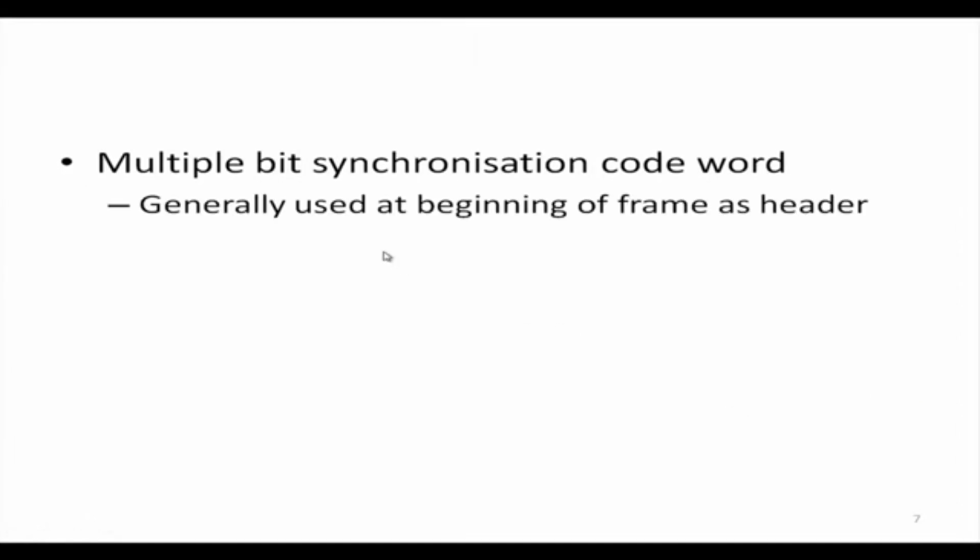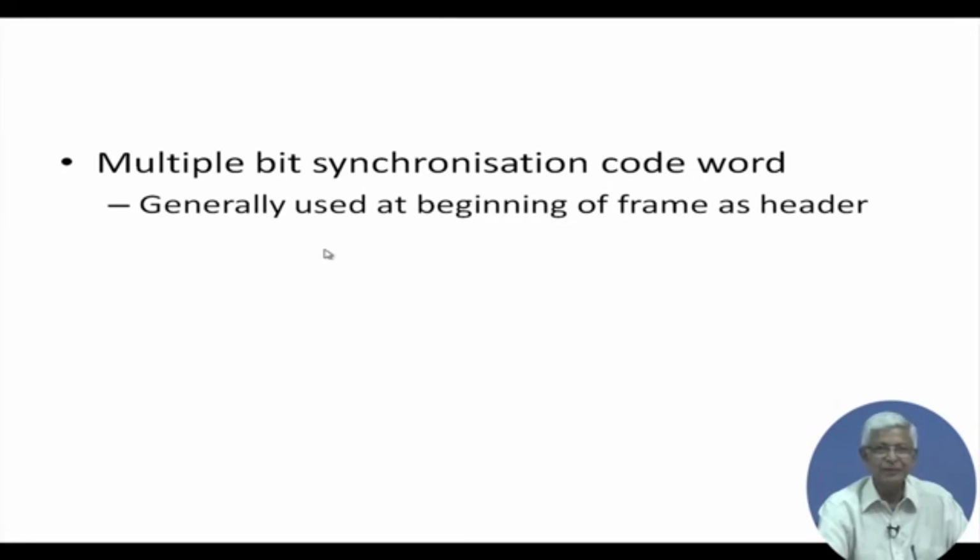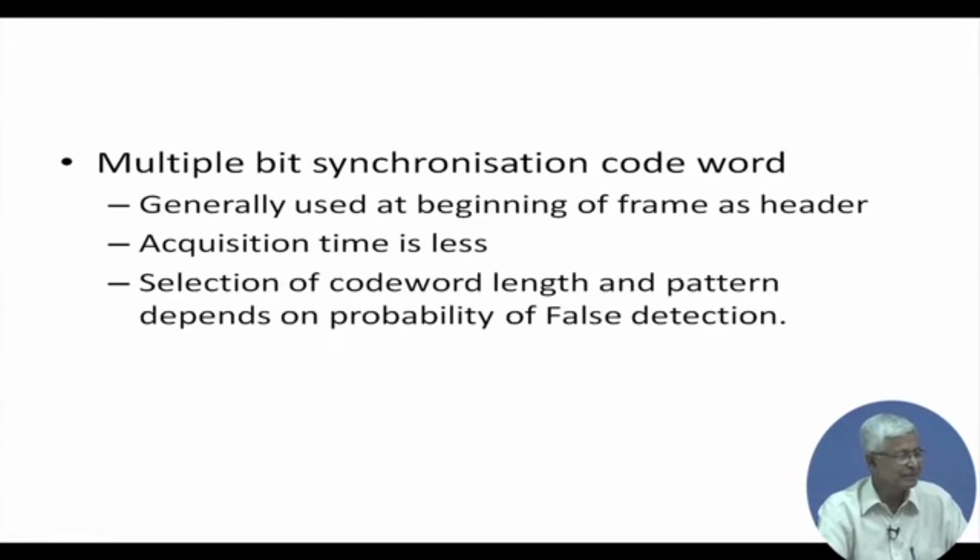So, multiple bit synchronization code words are used, and generally this is used at the beginning of the frame as a header, and obviously acquisition time is less, because if it is detected immediately, you do not have to accumulate many such things. And the selection of the code word length and its pattern depends on the probability of false detection. By chance, if this similar pattern comes in the data stream itself, then it will be detected as the beginning of a frame. In between the frame, if it comes in the data pattern, that will be a problem.